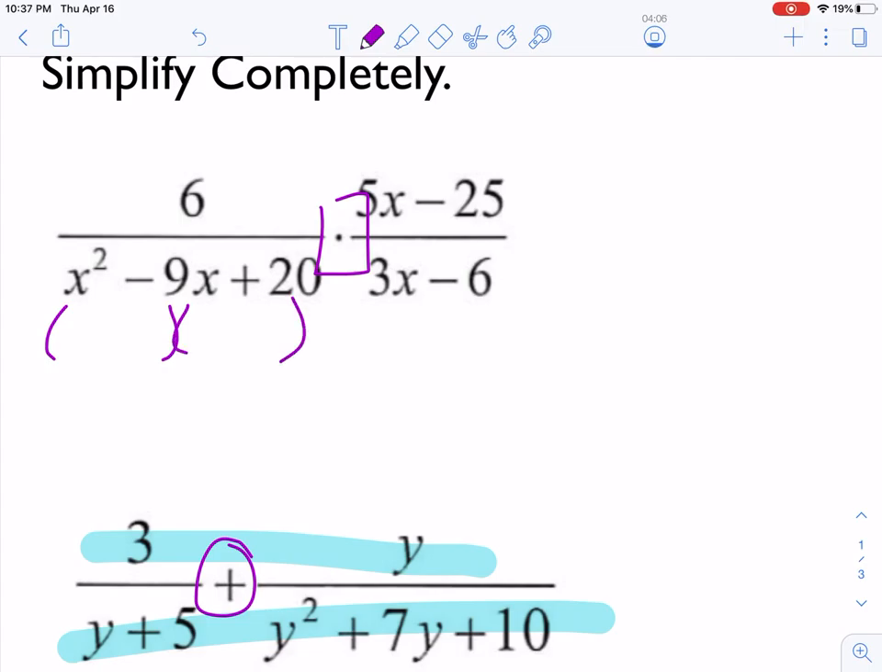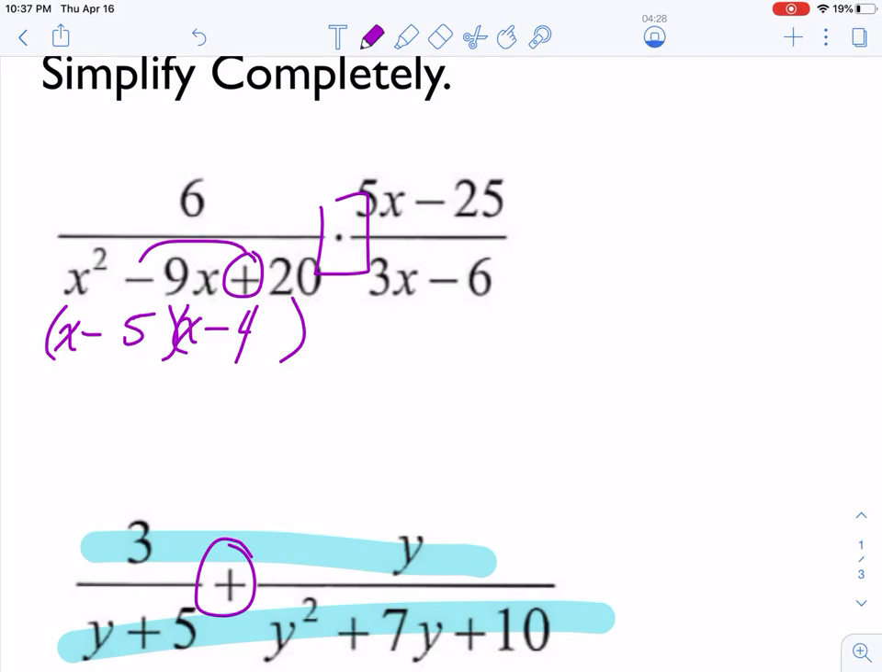X squared minus 9x plus 20. So first 2 spots have to multiply to x squared. So that's x and x. I have a plus in the back, a minus in the front. So since it's a plus in the back, it means I have 2 of the front signs. So I have 2 minus signs. And then my back spots need to multiply to 20 and add to 9. Well, that's simply 5 and 4.